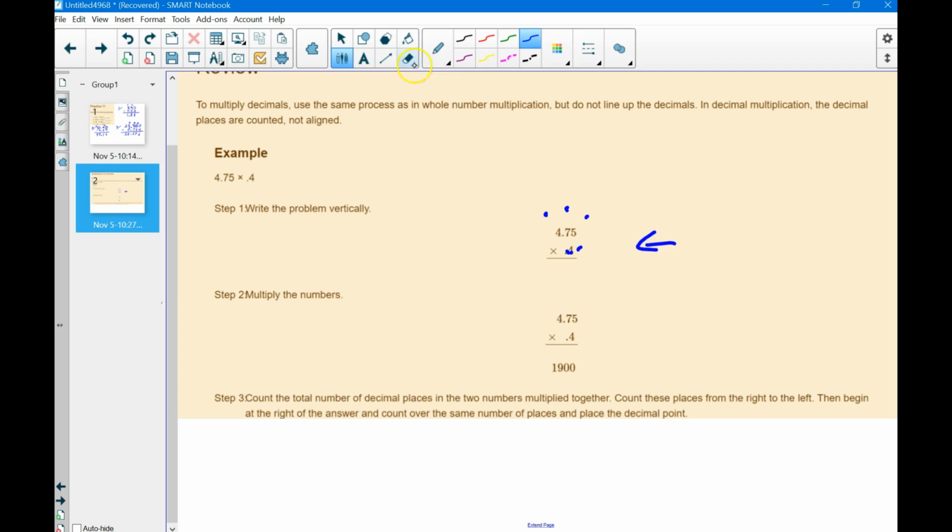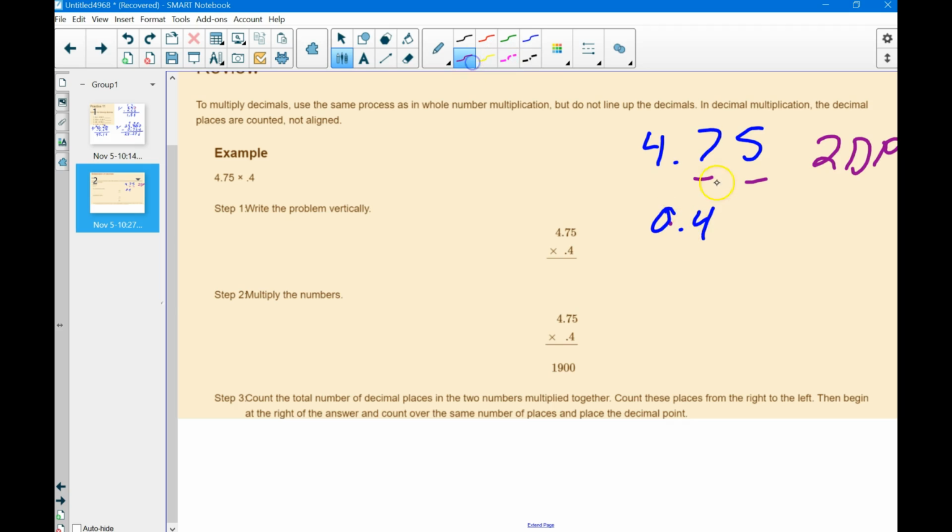What we mean by decimal places, we had a discussion about before. If I have 4.75, then I have two numbers on the right hand side of the decimal, or behind the decimal, or after the decimal, whatever way you want to think about it. So this has two decimal places. And we have 0.4, and that has one decimal place. So we add up the decimal places, and we get 3 decimal places.